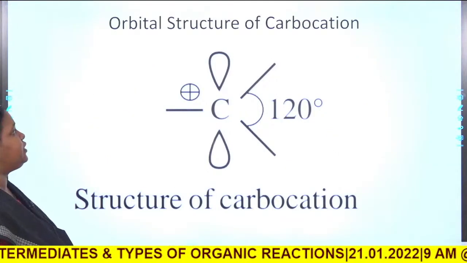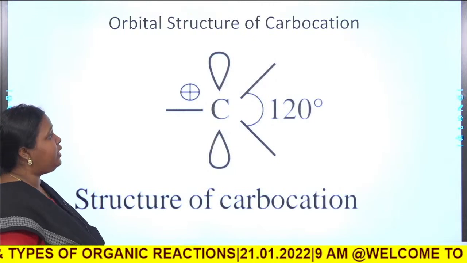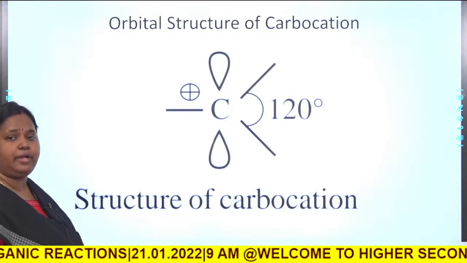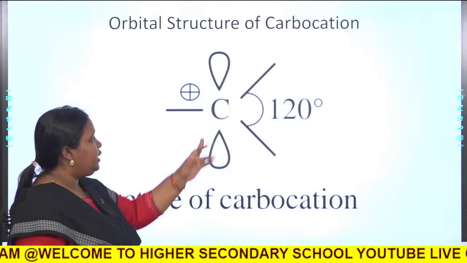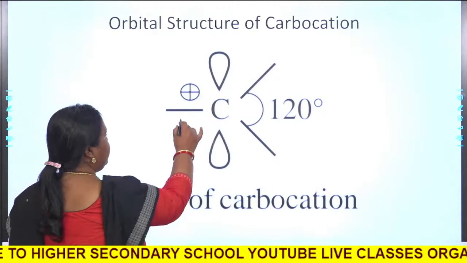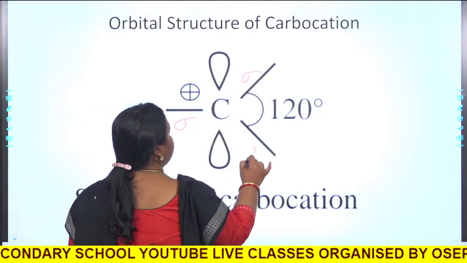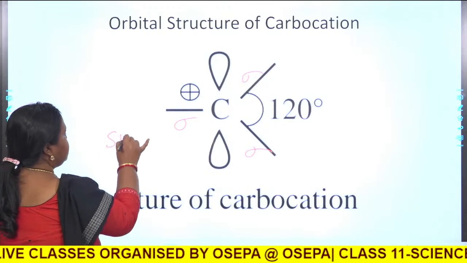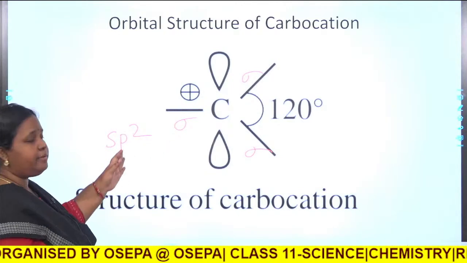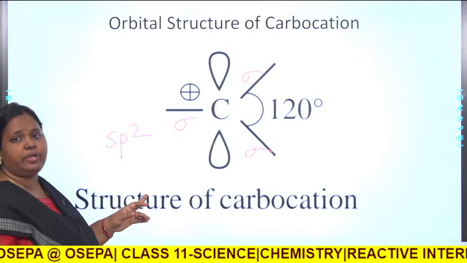Let us see the orbital structure of carbocation. I have already taught you how to calculate the hybridization in an organic compound. You just calculate the number of sigma bonds. Here the carbocation forms 3 sigma bonds, 1, 2, 3. So, if 3 sigma bonds are formed, its hybridization is sp2. So, if the hybridization is sp2, the structure will be planar.